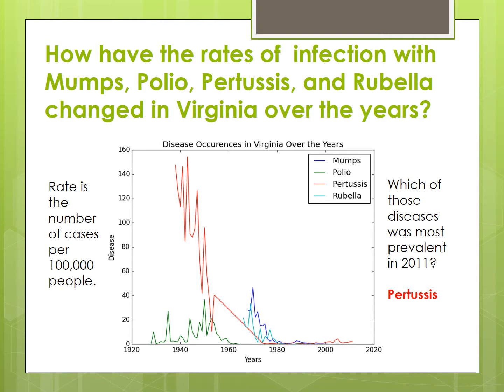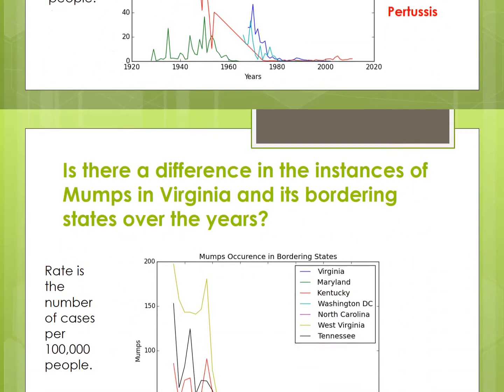This information is important. For example, in the mid-2000s, there was a spike in pertussis. According to the CDC, in 2004 and 2005, there was an increase in the number of pertussis cases. Stakeholders such as the CDC need to watch the trends of diseases in order to educate the public and hopefully prevent future outbreaks.